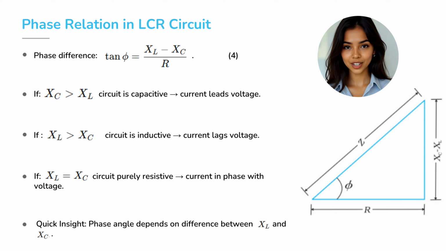Look at the phasor triangle shown here. R is the base, XL minus Xc is the vertical side, and the hypotenuse gives us the impedance Z. The angle phi clearly represents the phase difference. Quick insight, whether current leads, lags, or stays in phase is entirely controlled by the difference between inductive and capacitive reactance.